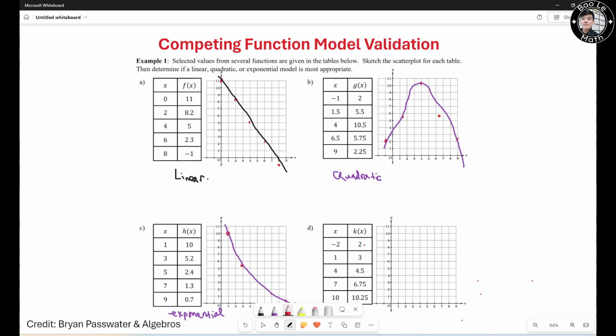And the last one, (-2, 2), so it could be right here. (1, 3), right here. (4, 4.5), right here. (7, 6.75), and (10, 10.25), so it could be right here. And if you sketch a line, it looks like an exponential function. So this is an exponential function.